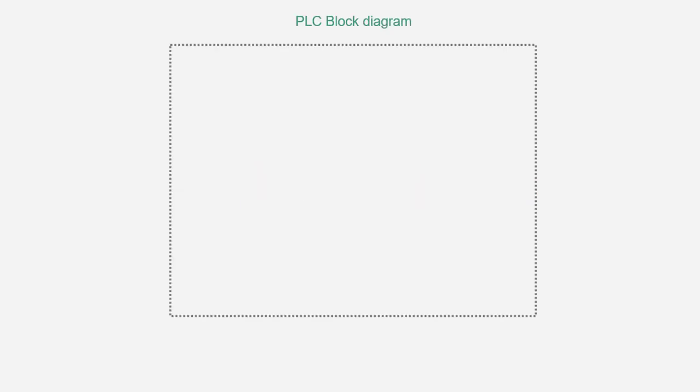So in the PLC block diagram, there are three main sections. The first section is the microprocessor. This is the main part of the PLC, you can say the core part, and this will do all the processing. It is the central processing unit. So this is the one part.